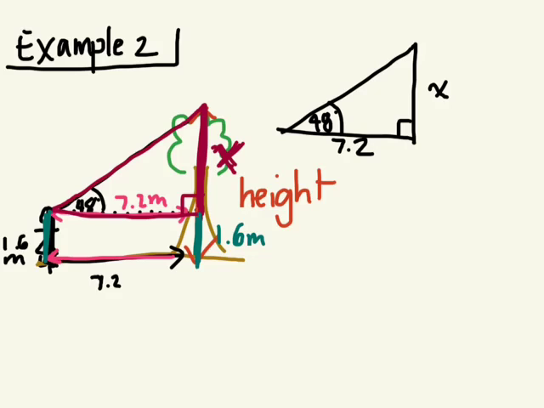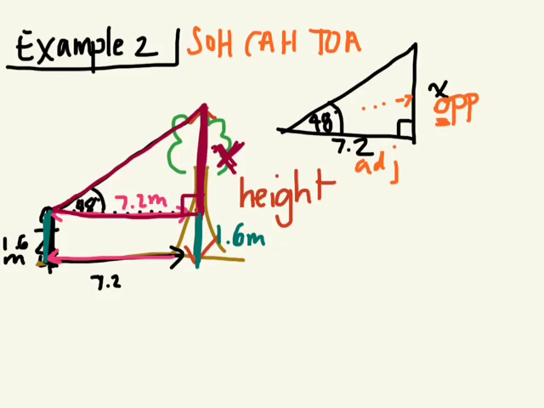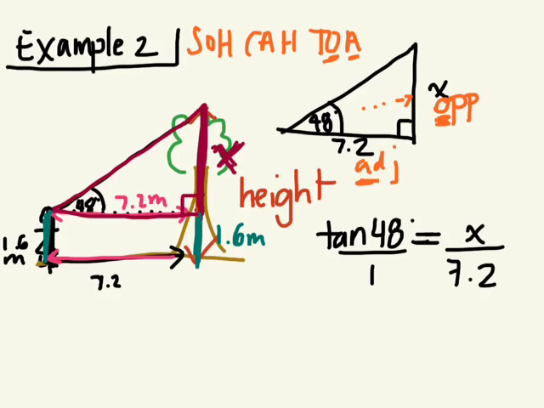Let's label our three sides. In relation to this angle, what is x? Opposite, adjacent, or hypotenuse? In relation to the angle, what is x? Good. And what is 7.2? Good. So, SOH CAH TOA, which ratio are we going to use? O and A. Tan again. Another example with tan. So tan, what's the angle? 48 degrees equals what? X over 7.2, good.